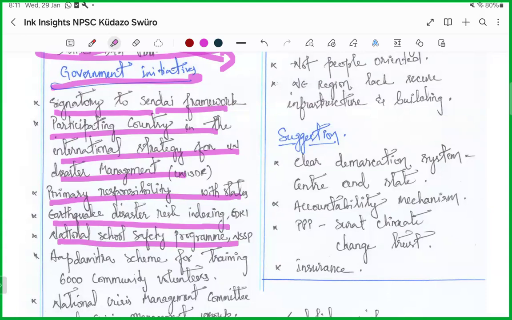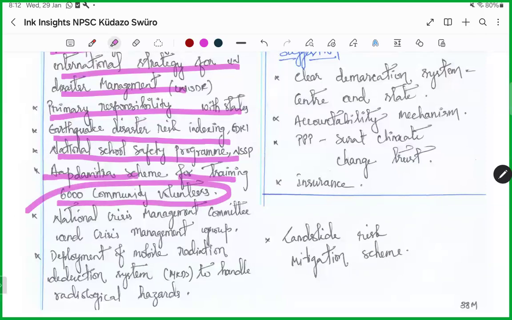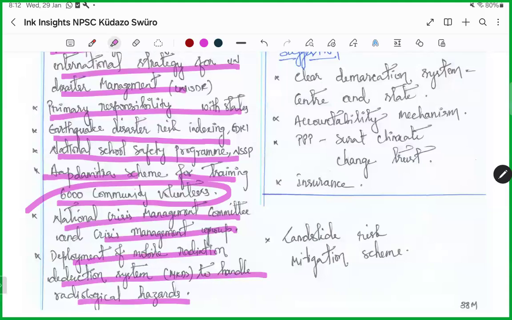Okay, so in the National School Safety Program, the SDRF plays a very important role by giving mock drills. That is one of the appropriate examples you can use where the SDRF goes to different districts. Now you can always cite Shamato district. Then the Apda Mitra scheme, there is a scheme for training of 6,000 community volunteers. They are called master volunteers. And National Crisis Management Committee and Crisis Management Group, deployment of mobile radiation reduction system to handle radiological hazards.